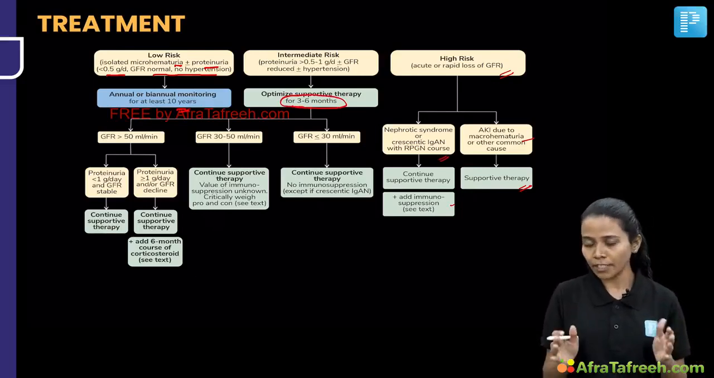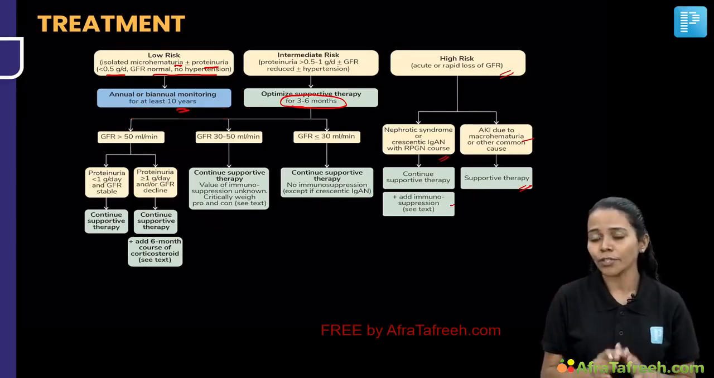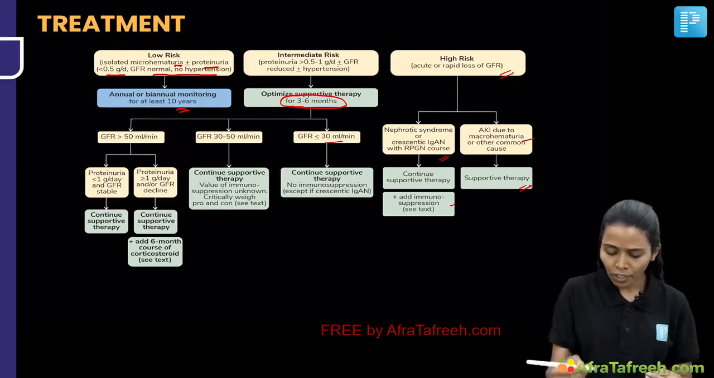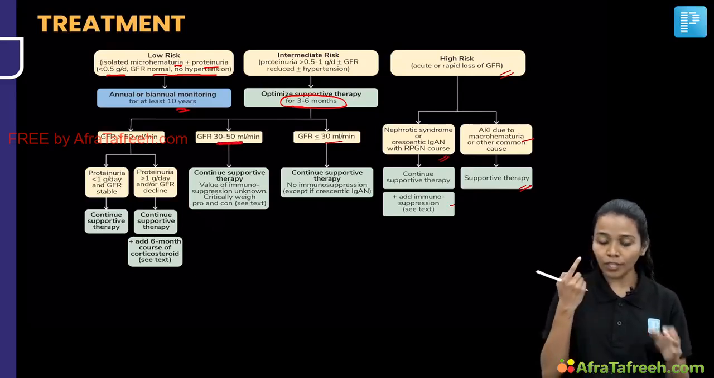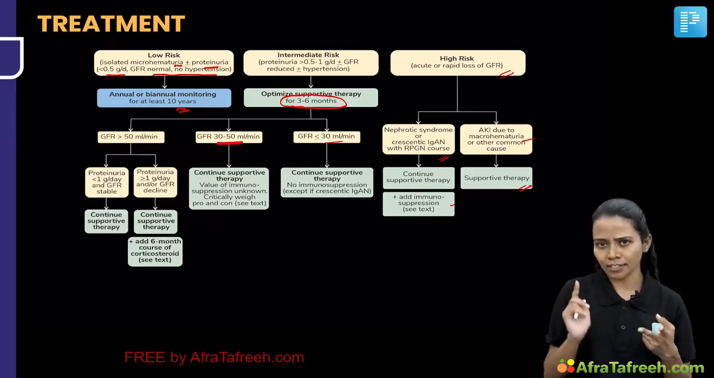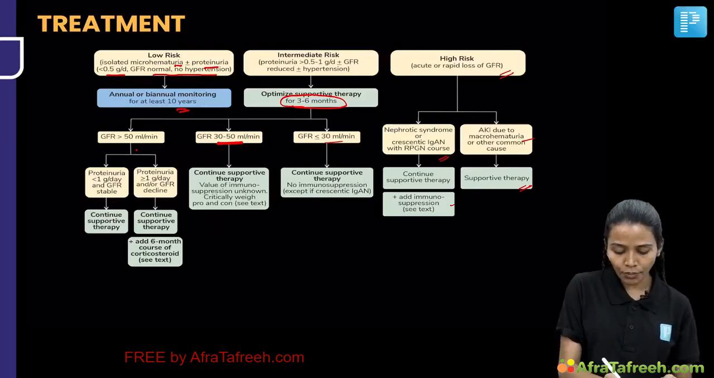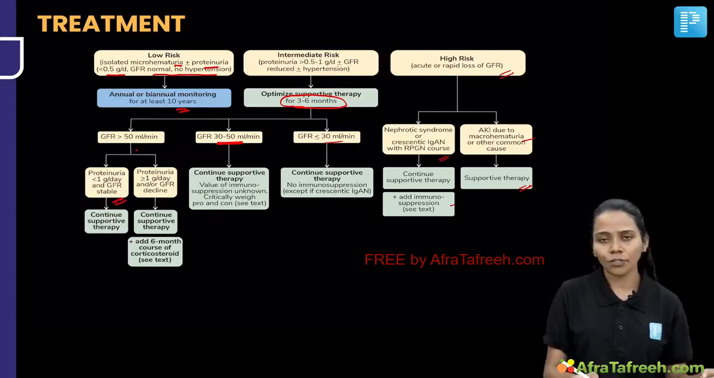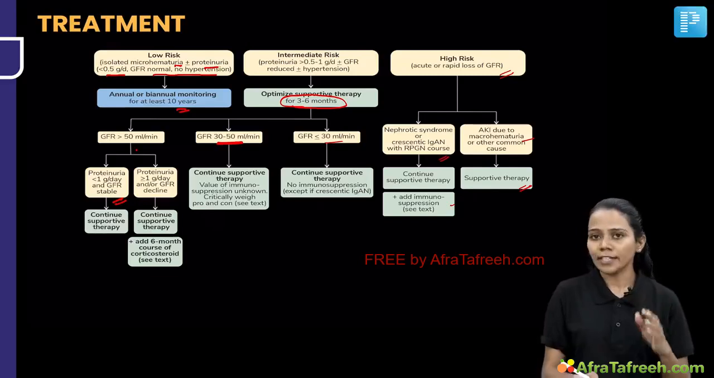If this supportive treatment is not going to work, then you categorize these patients into 3 categories. One is GFR less than 30, no point in giving immunosuppression, continue supportive treatment. If GFR is 30 to 50, then you continue supportive treatment and can consider immunosuppression. If GFR is more than 50, see the proteinuria. If proteinuria is less than 1 gram and patient is stable, continue supportive therapy. If proteinuria is more than 1 gram, then consider immunosuppression.